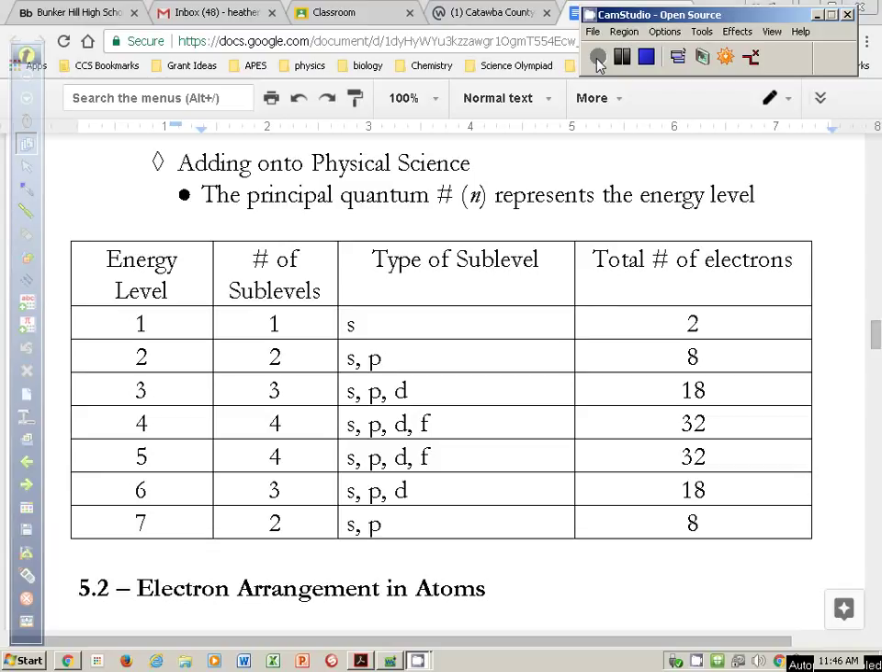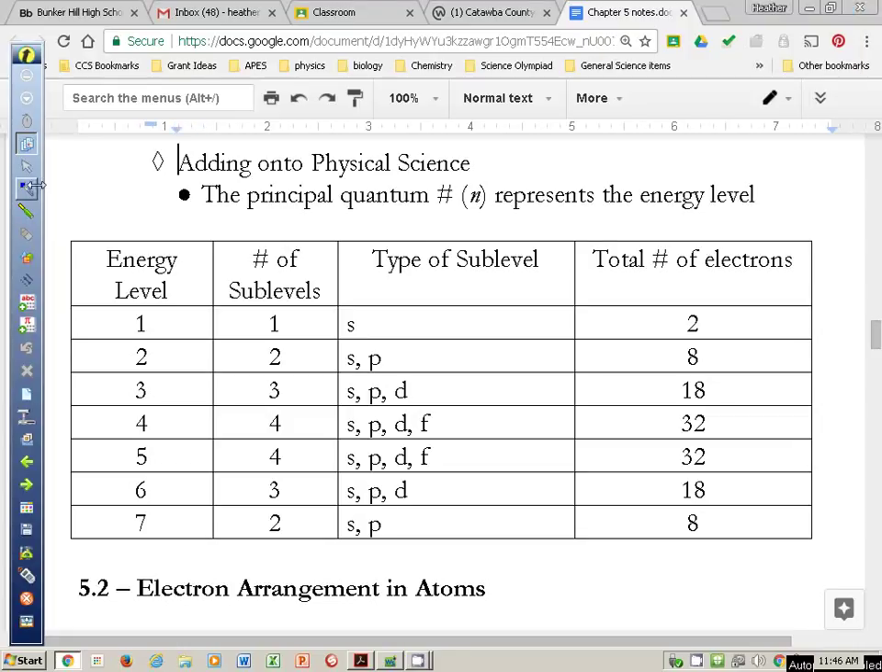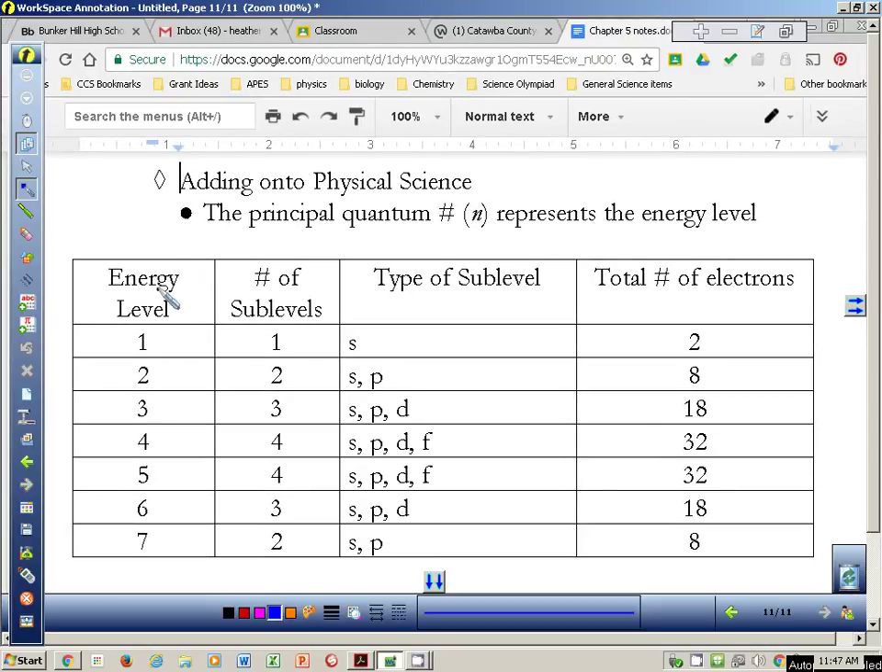So here's what you're going to need to do your practice problems. With the atom, like we said earlier, you have 7 energy levels. So here's the 7 energy levels. There is a different number of sublevels in each energy level. Okay? You don't need to memorize this.